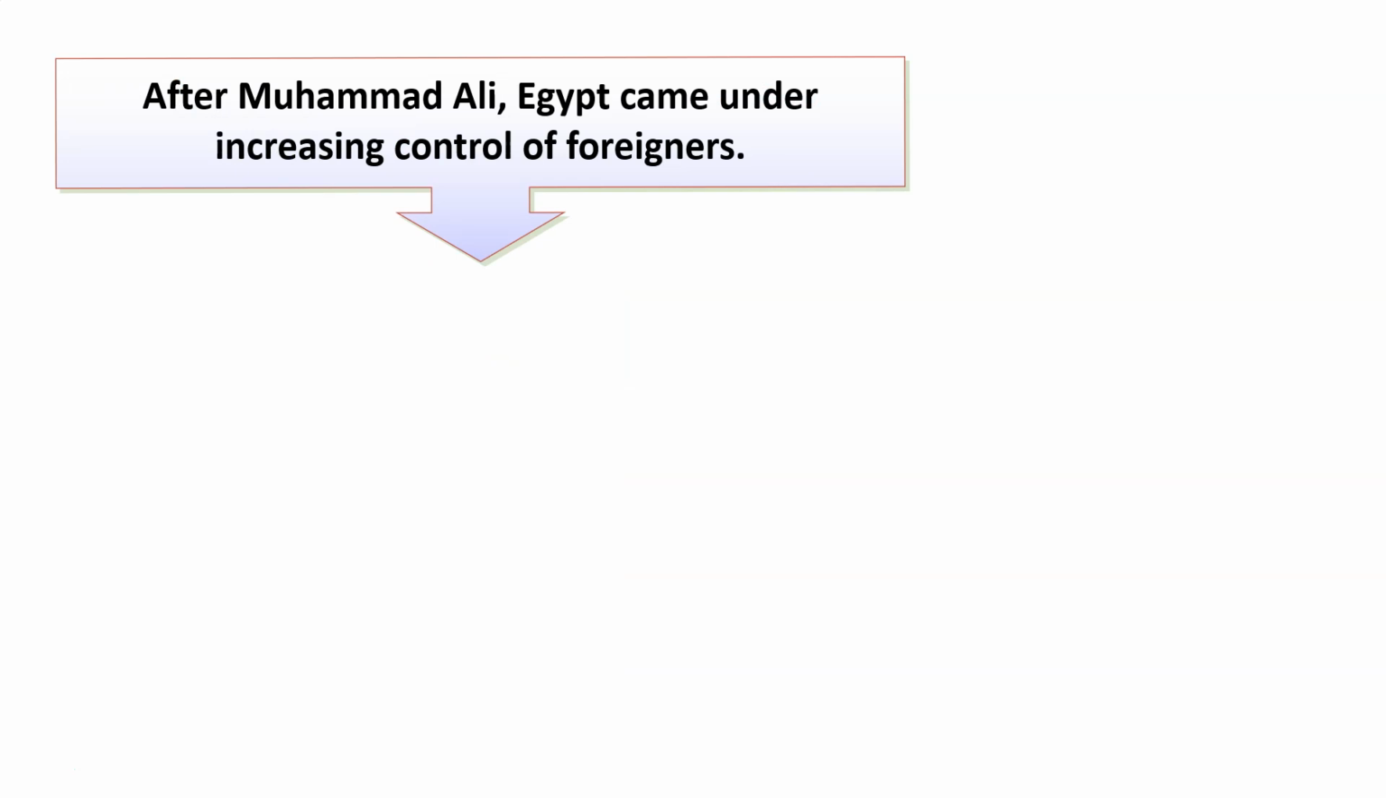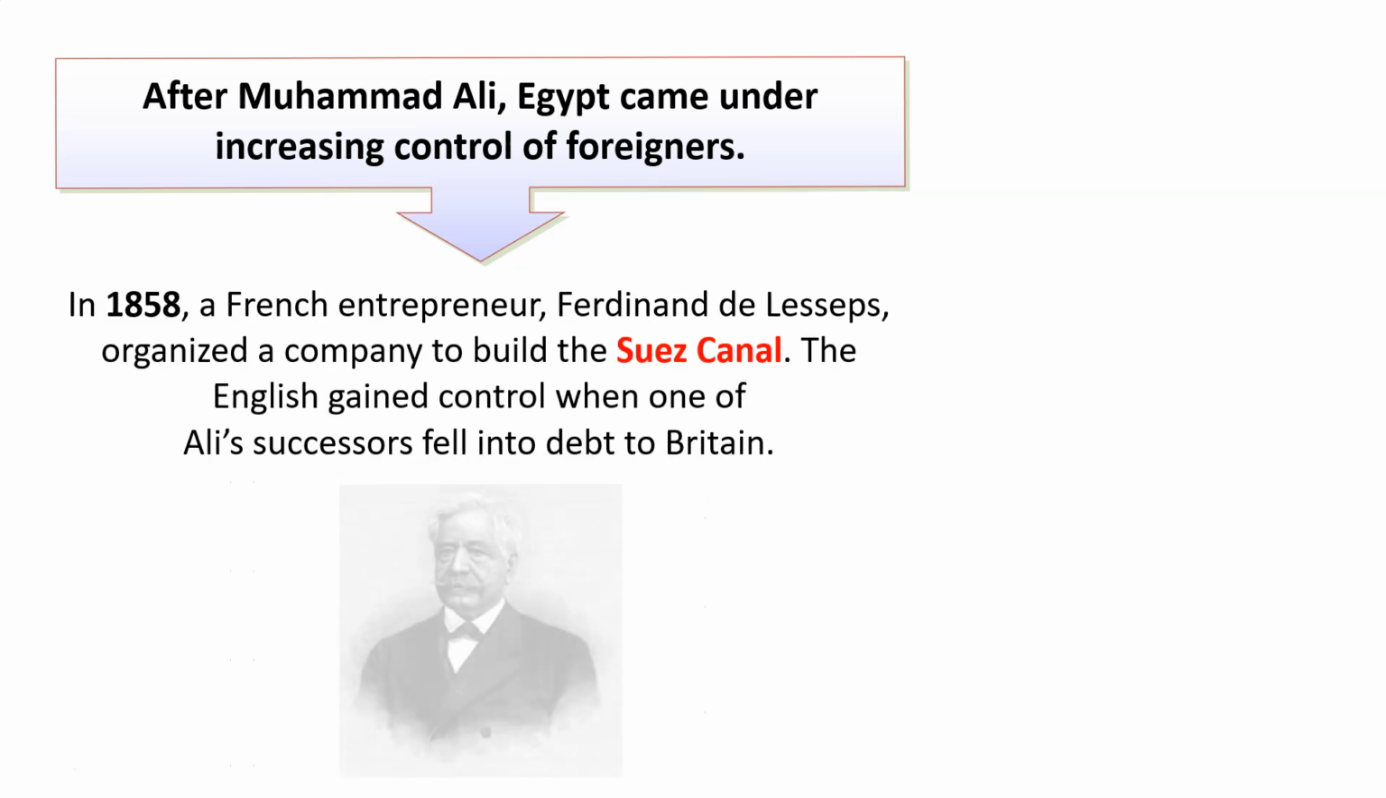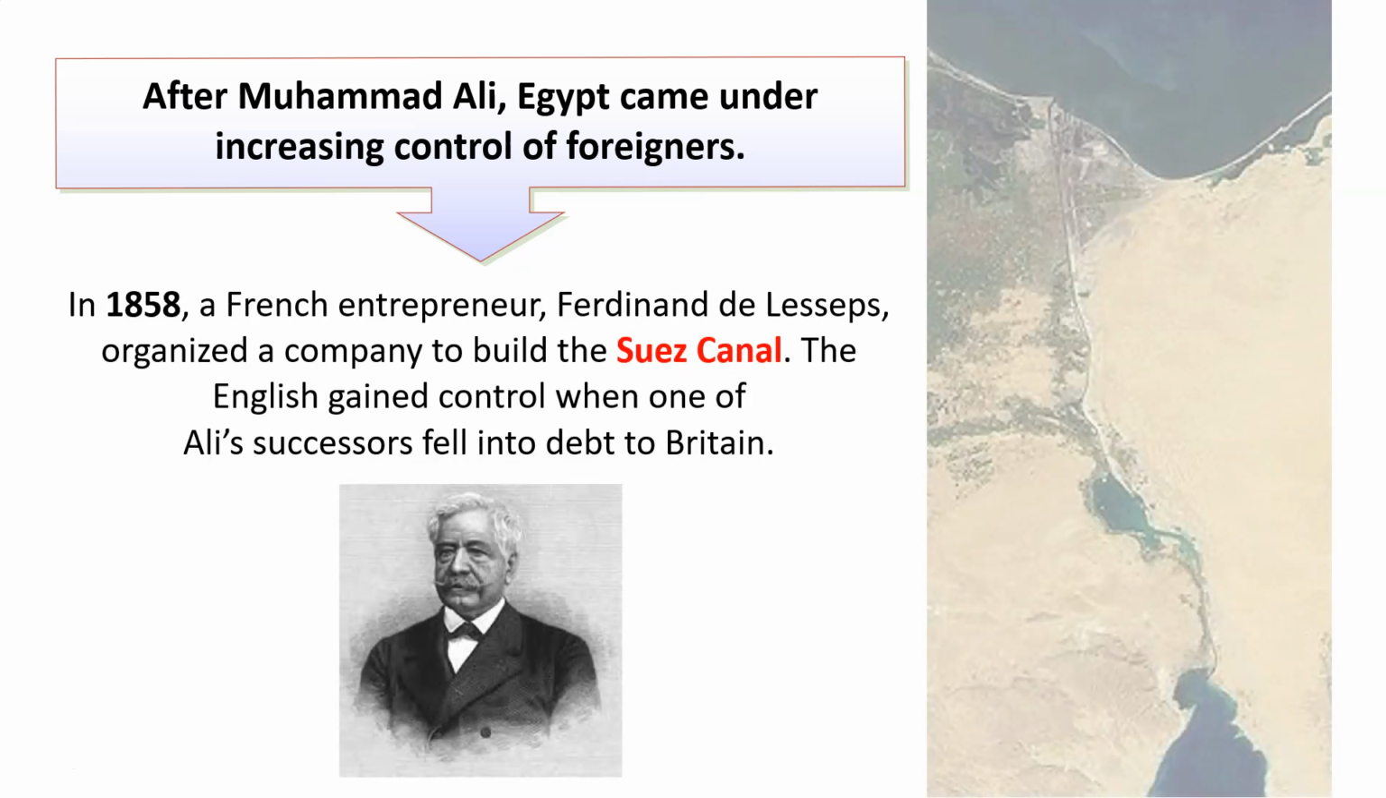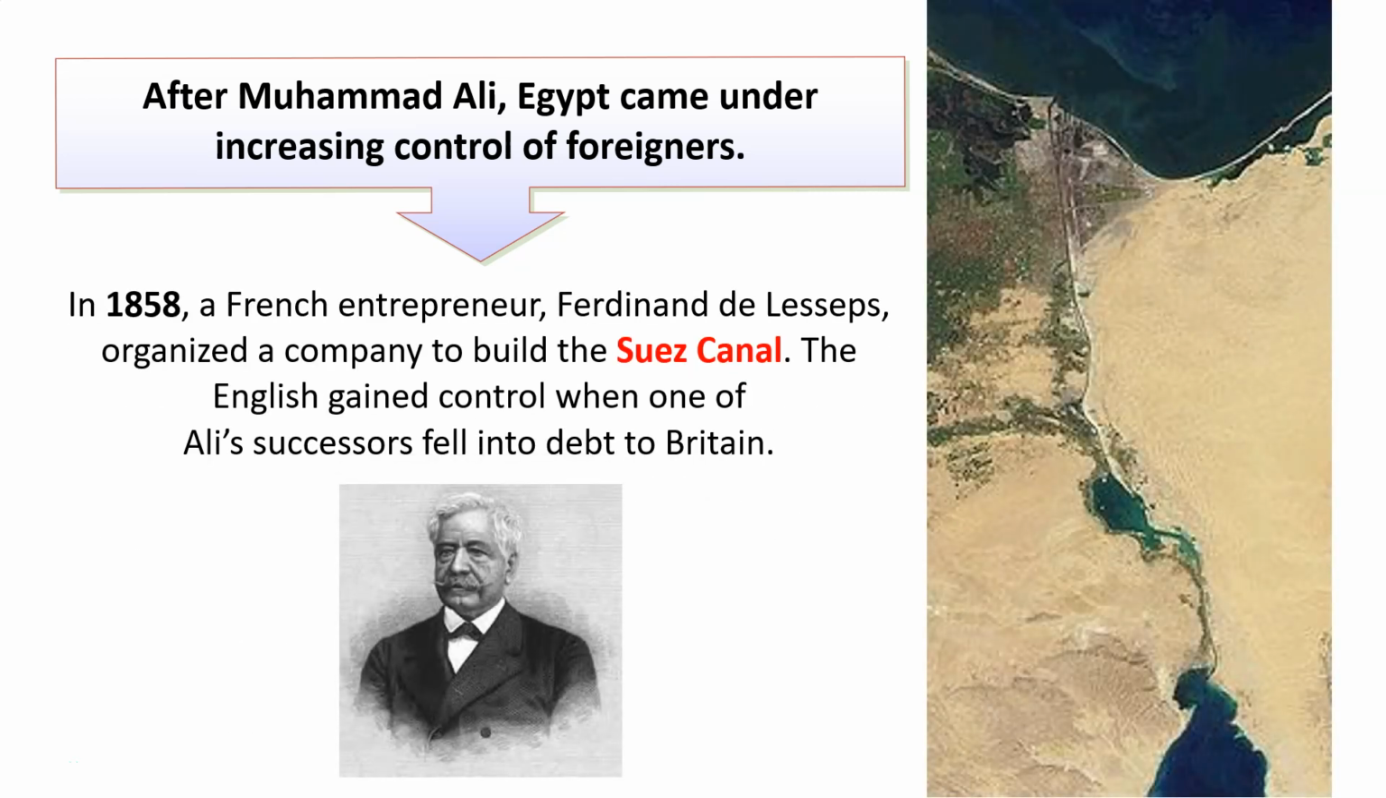After Muhammad Ali, Egypt came under increasing control by foreigners. So the governors that succeeded Muhammad Ali were not nearly as strong, not nearly as successful. Now, for some time, the Ottoman Empire and the Egyptians had wanted to build a canal that connected the Red Sea to the Mediterranean Sea. In 1858, a French entrepreneur, Ferdinand de Lesseps, organized a company to build what we know today as the Suez Canal. So work began on the Suez Canal.